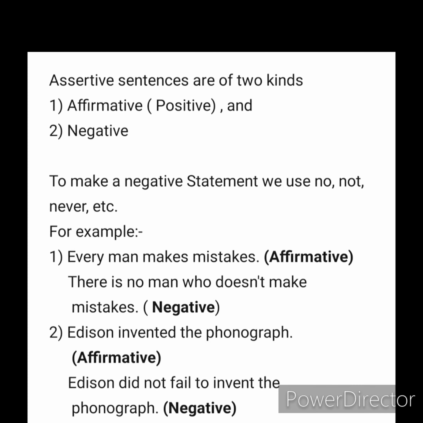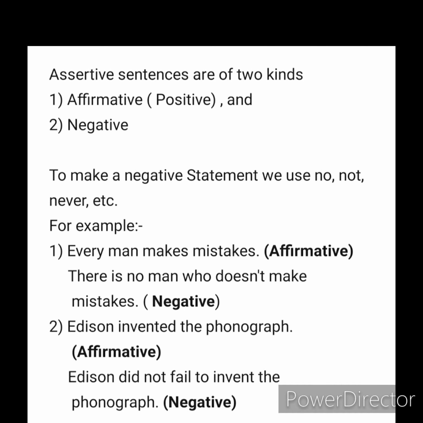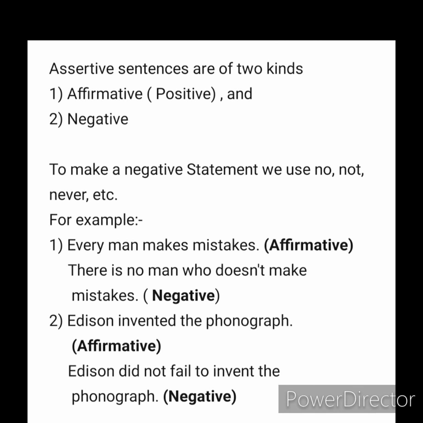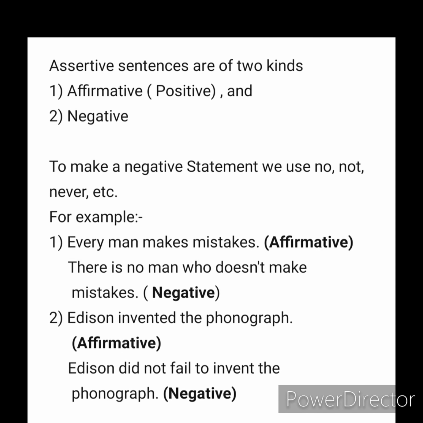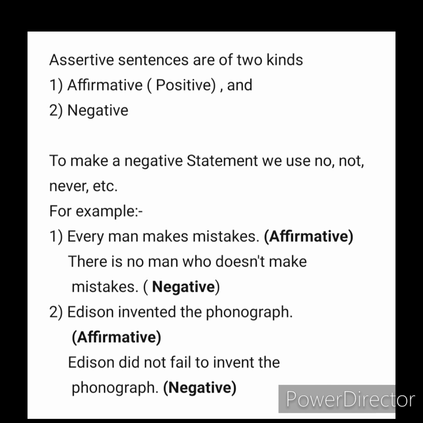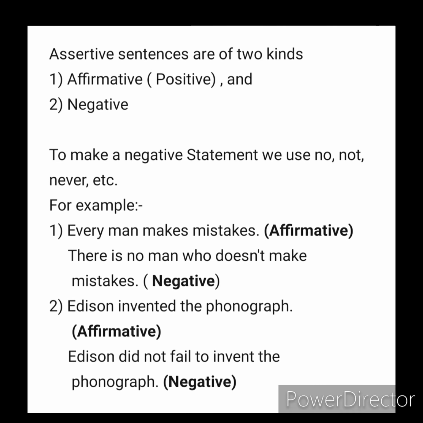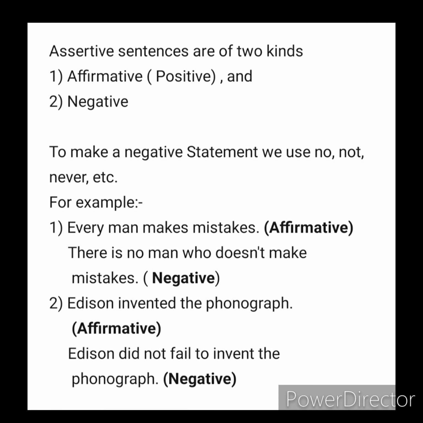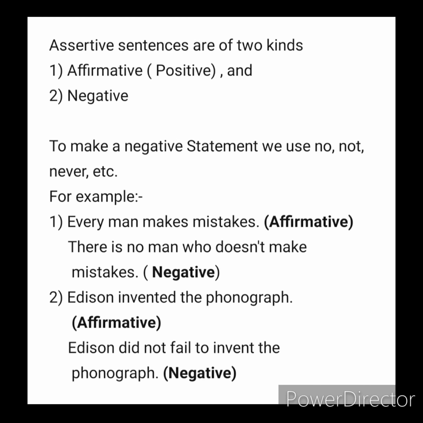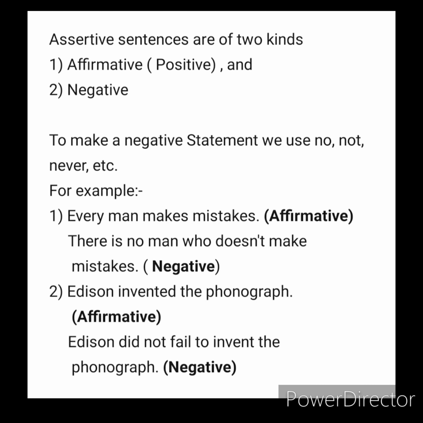Assertive sentences are of two kinds: affirmative, meaning positive, or negative. Positive sentences do not have words like no, not, never. And to make a negative statement, we use no, not, never, etc. Now, let us deal with some sentences in which I'll tell you how to transform a positive sentence to a negative sentence without changing its meaning.